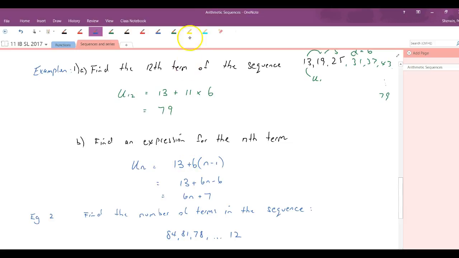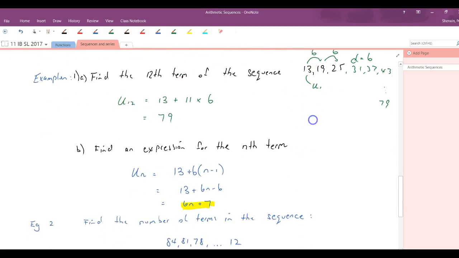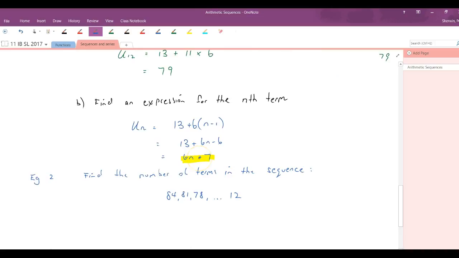Now, if you think about that, that's our nth term expression. Put in 12 for n: 6 12s are 72 plus 7 is 79. So here's an nth term expression which simplifies this general formula for the nth term of an arithmetic sequence. It specifies it to this particular sequence. So 6n plus 7, sub n in for the 100th term, 607, 200th term, 1207, etc.